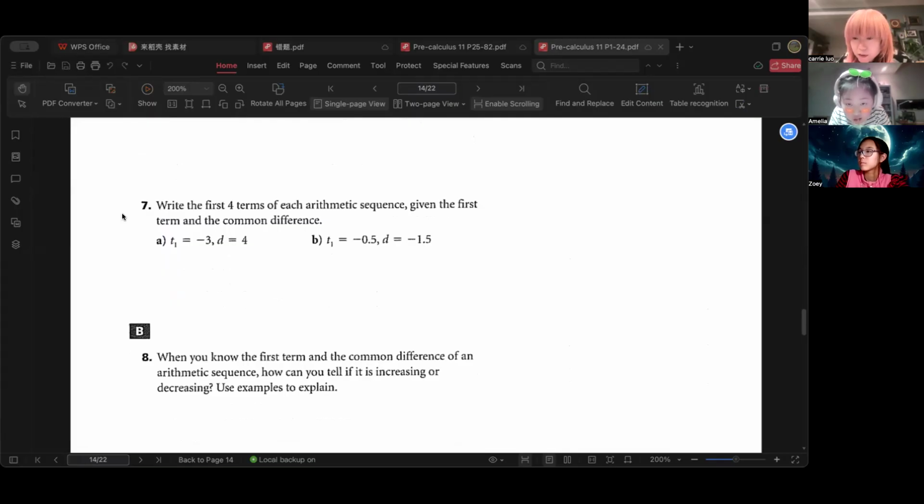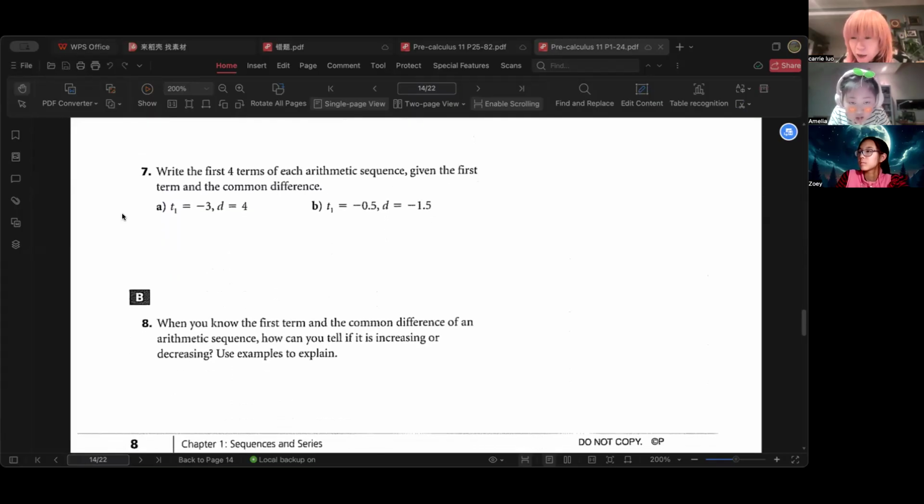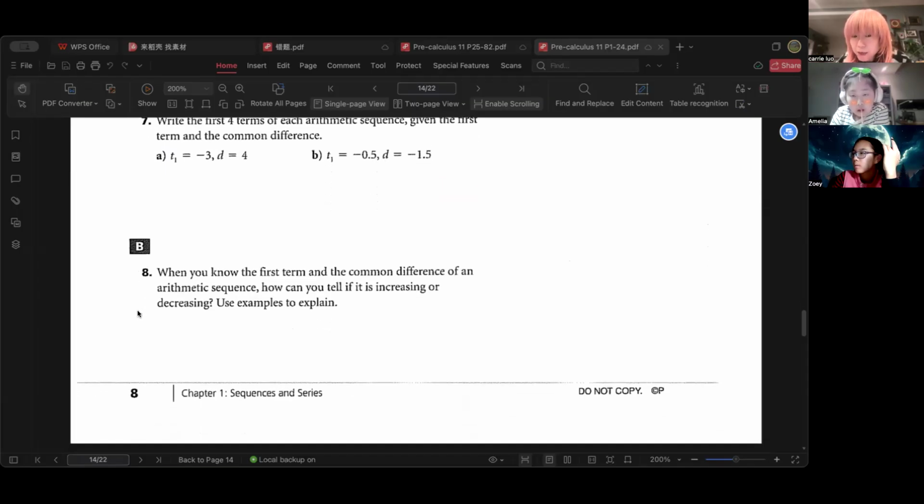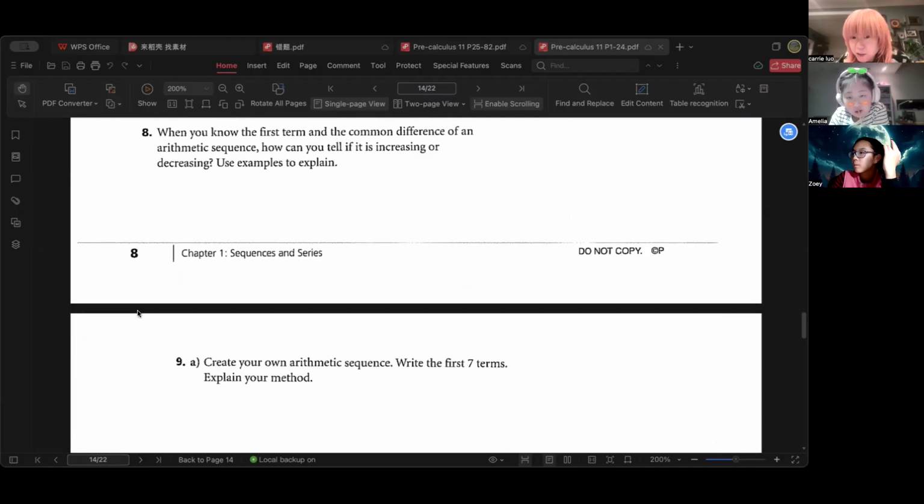When the difference is smaller than 0, it is a decreasing arithmetic sequence, okay? When the difference is bigger than 0, it's positive. It's an increasing arithmetic sequence. The first term is not going to determine if it is increasing or decreasing. The difference determines if the whole arithmetic sequence is increasing or decreasing. Understood?